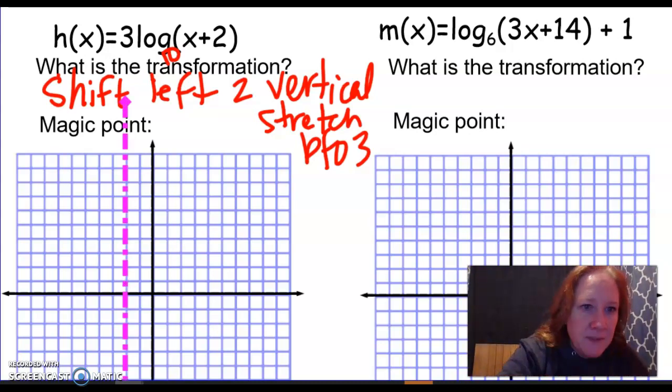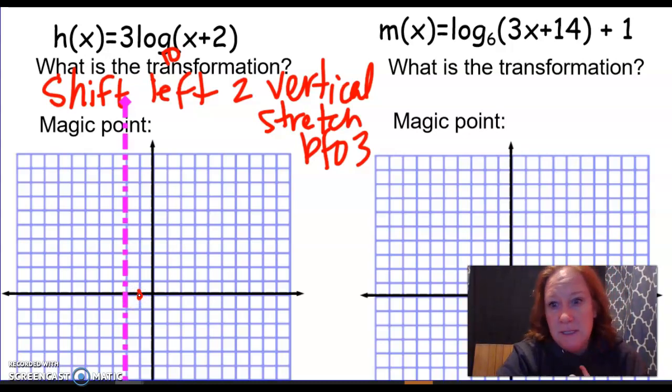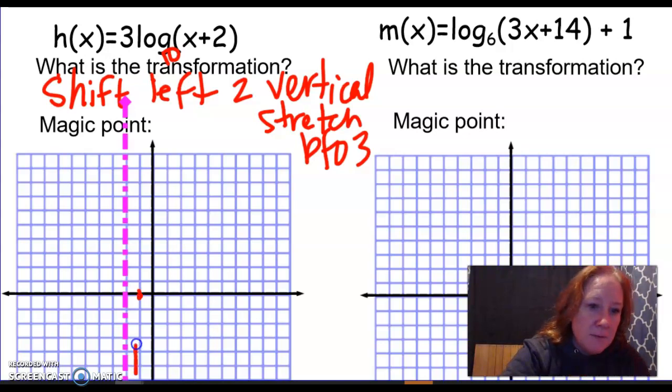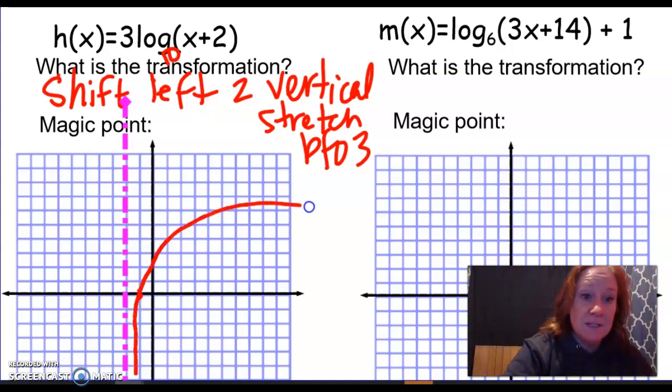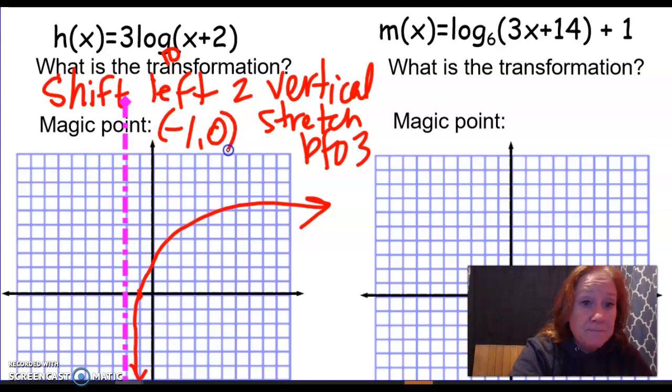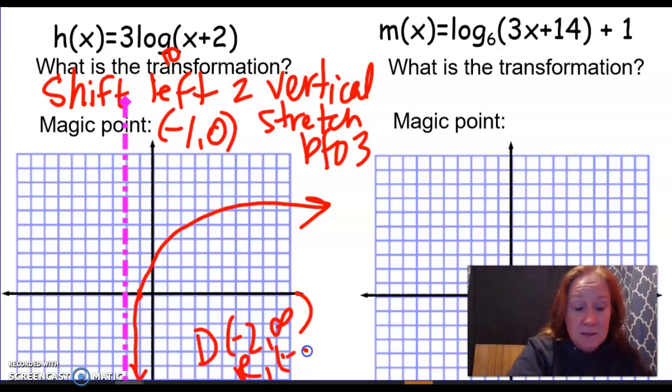Okay, so there's my magic point right there. And 0 multiplied by 3 doesn't change at all. So really what's going to happen is it's going to go up this way, so it's kind of stretching out before it turns. So your magic point, because it shifted, is now at -1, 0. Then it's going to ask, what's your domain? So my domain is -2 to infinity, and my range is all reals.